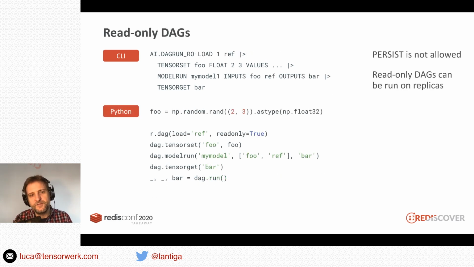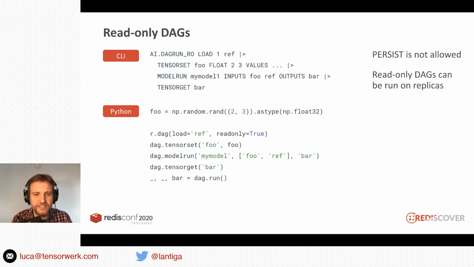And a side effect of this is that if you don't specify persist, as we just said a minute ago, DAG run is really a read-only command. With the variant DAG run _RO, we enforce that the command is a read-only command. And so this allows us to run read-only DAGs on replicas, for example.